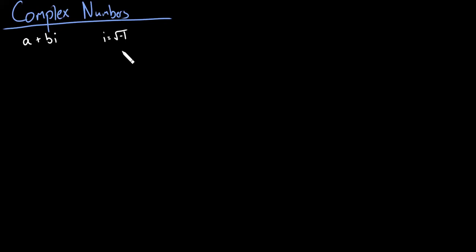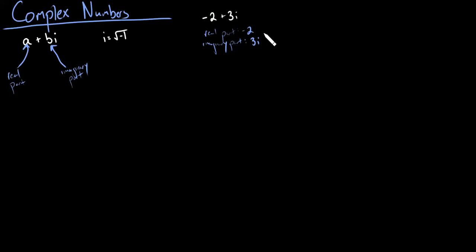Okay, so with complex numbers, one thing that you definitely need to know is that the standard form of a complex number is a plus bi, where a is considered the real part of the complex number and bi is considered the imaginary part of the complex number. So for example, let's say we had a complex number like negative 2 plus 3i. The real part would be considered the negative 2, and the imaginary part would be considered the 3i, okay?